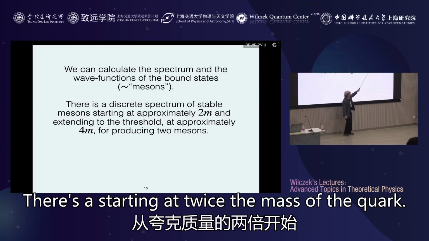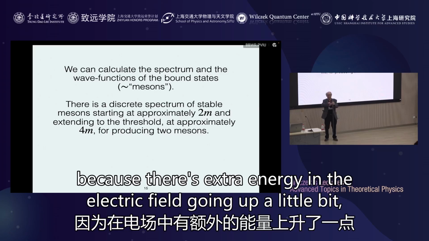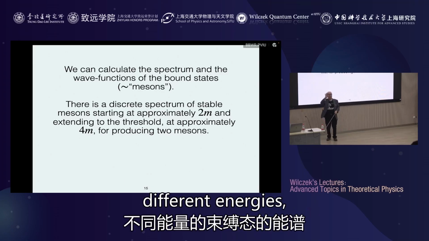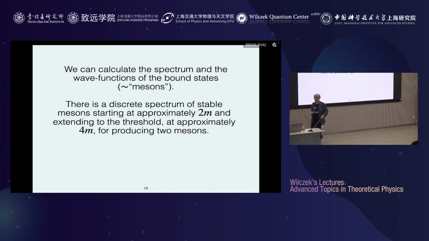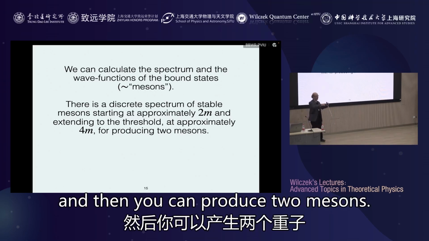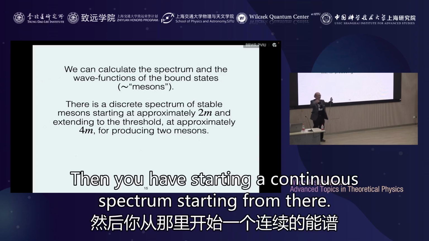Starting at twice the mass of the quark, and then because there's extra energy in the electric field going up a little bit, you find a spectrum of bound states with discretely different energies, all the way up until you have 4 quarks, and then you can produce 2 mesons. And so then you have a continuous spectrum starting from there.